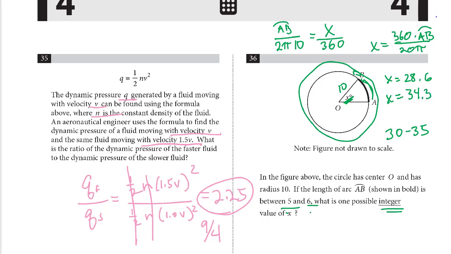The answers here will be the ones that are between 5 and 6 and are integers, because x must be an integer, will be x equals 29, 30, 31, 32, or 33, or 34. Any of those look like they will work. Anything other than that will not satisfy the conditions. The correct answer for 36 is a long list: 29, 30, 31, 32, 33, 34.